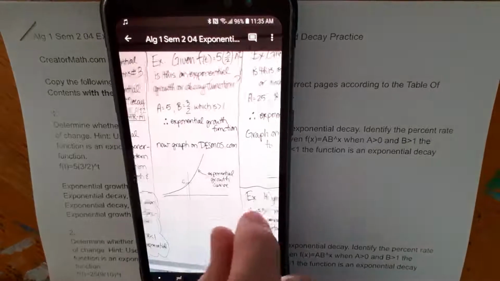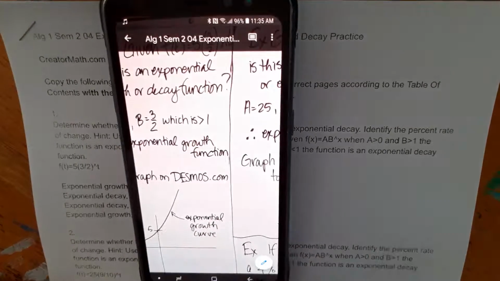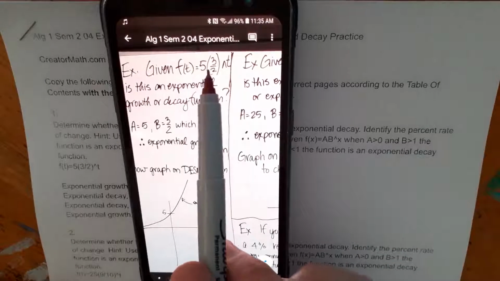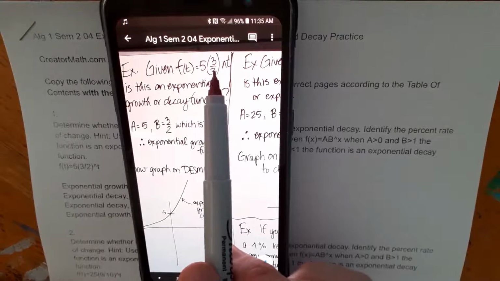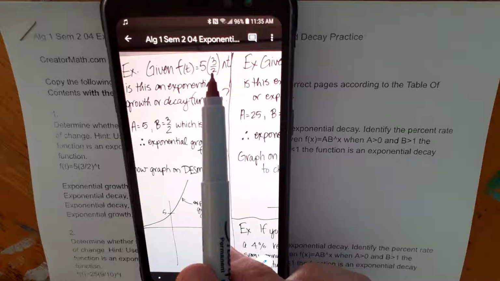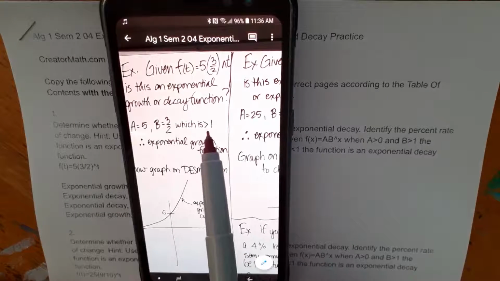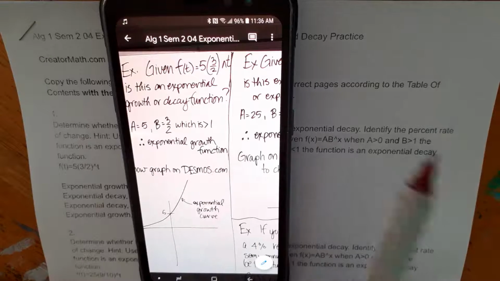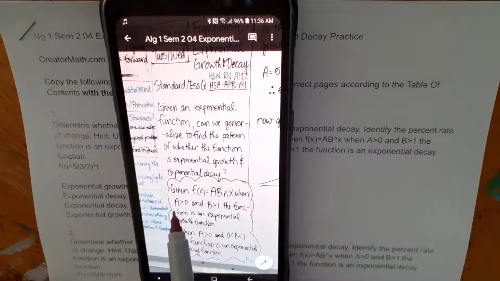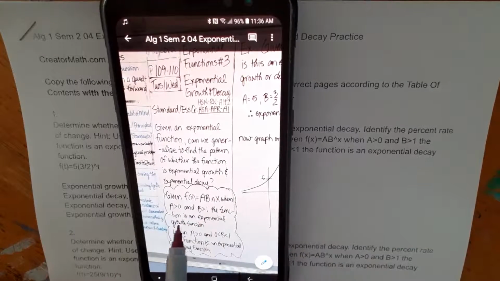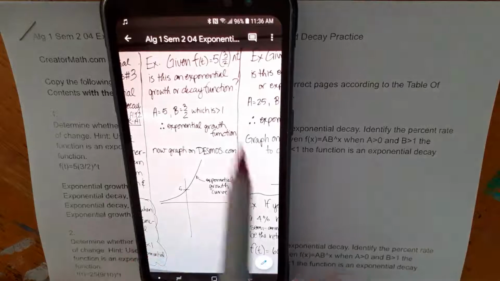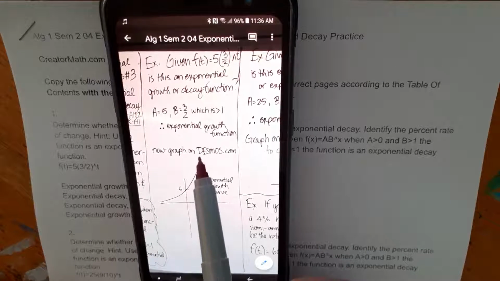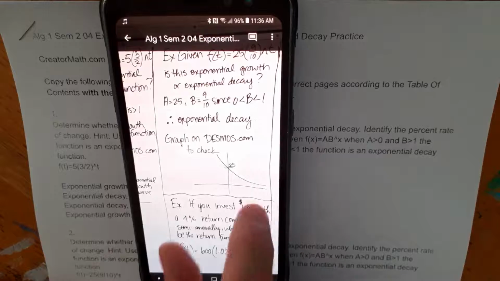Okay, let's see what we've got in here. So given a function, here's what we've got: a times b to the power t. Notice that b is 3 halves. 3 halves is 1.5, which is greater than 1. Notice that a is 5, therefore it's an exponential growth function. If we just look back at this one, where a is greater than 0 and b is greater than 1, it is an exponential growth function. Hence this is an exponential growth function. Here's what the growth function curve looks like. We're going to look at that in the problem sets.